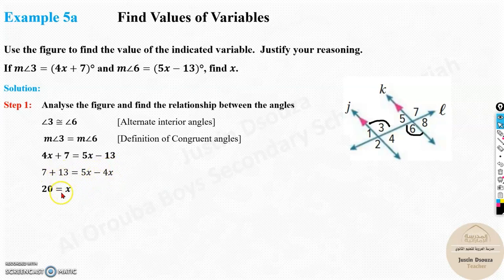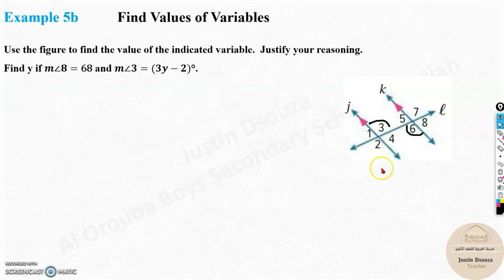It's 1x. We don't write 1. If we write x, that means the coefficient is already 1. So x is 20 in this case. So the x value is 20. Now over here again we have a similar figure, the same figure.